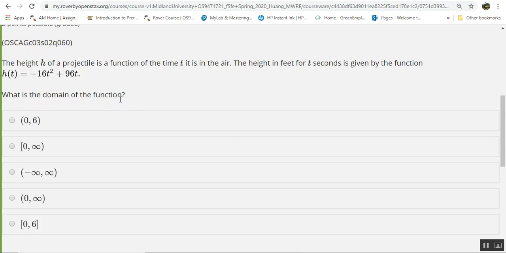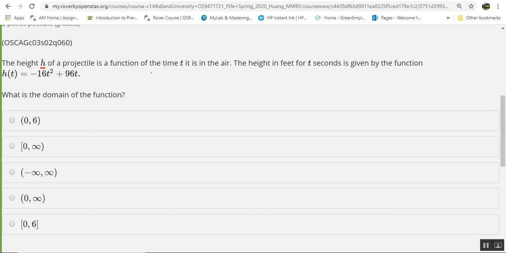Hi guys, this is problem number 9. This problem will be a little bit challenging. So let's take a look at this question. The height h, so height of a projectile is a function of the time t it is in the air.